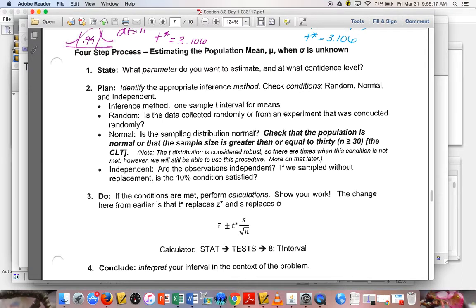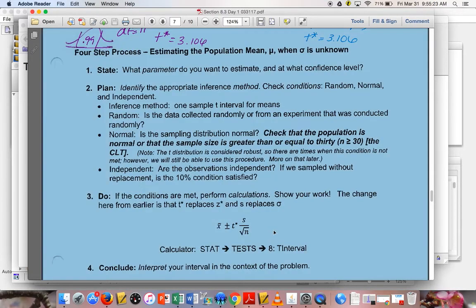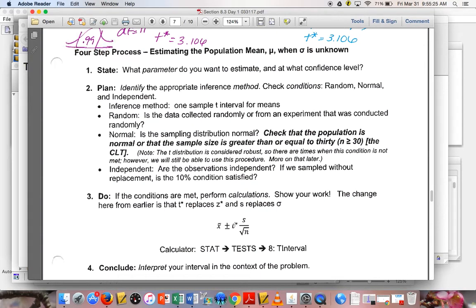Like our results will still be pretty accurate. And then we have our familiar independent check. Here's the formula. If you notice what's different from the first page is we have this t star instead of z star, and we have s or sx instead of sigma. And then there's an option on the calculator.